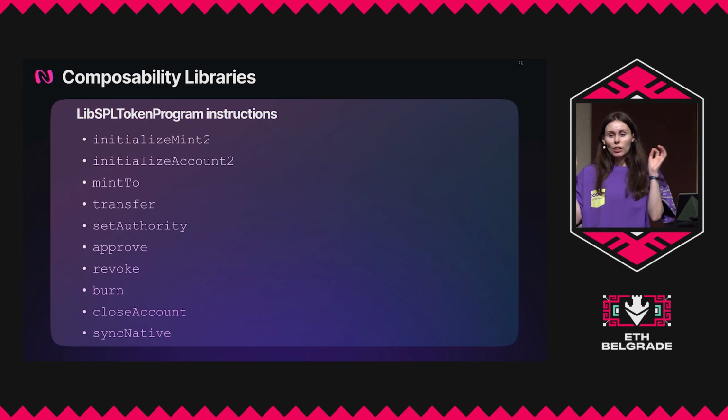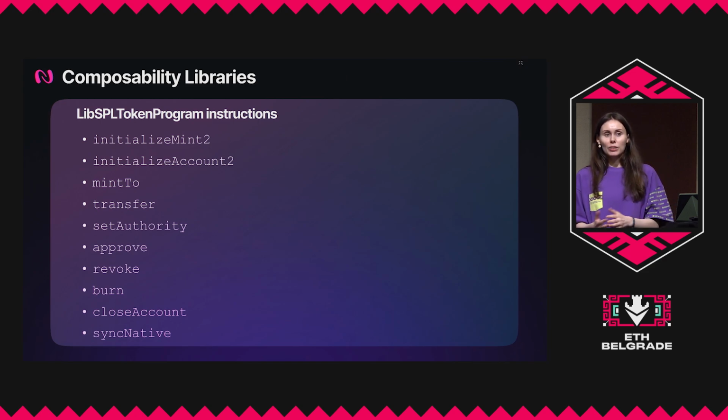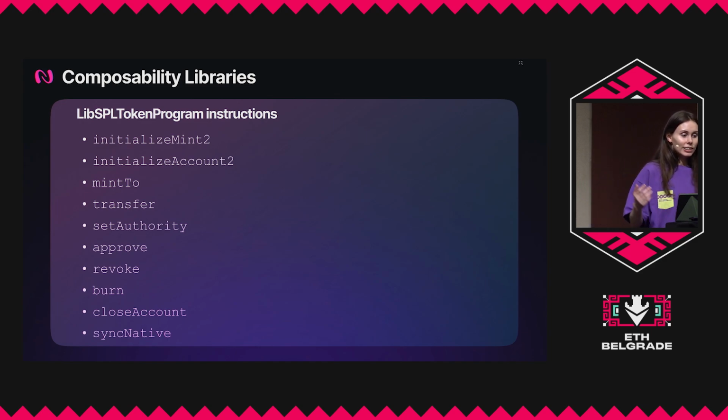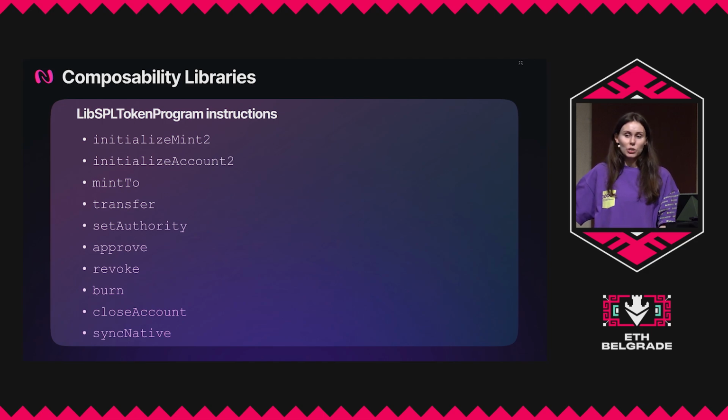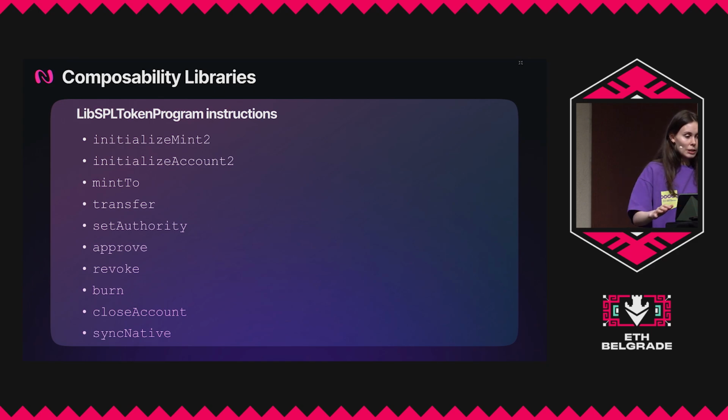But now I want to spend several minutes talking about the SPL token program library, because it's kind of the basis of what's going to happen if you interact with SPL tokens from Solidity contracts using the composability feature. So you have these basic instructions to interact with the token. You can mint, transfer, approve or revoke authority, burn and close account.